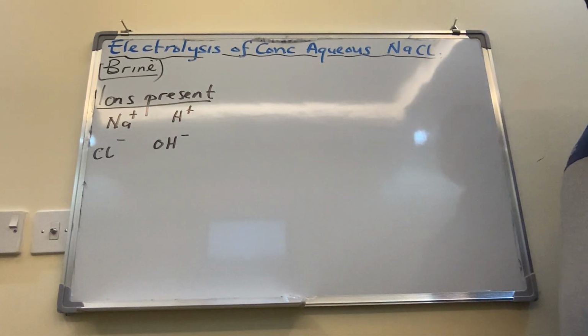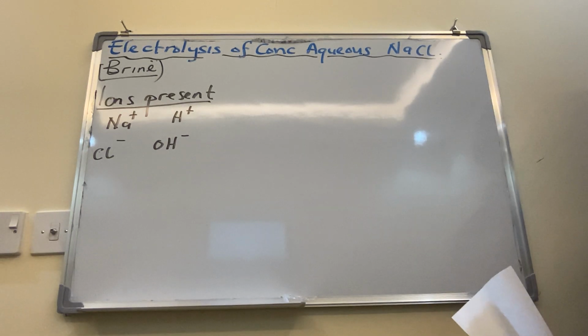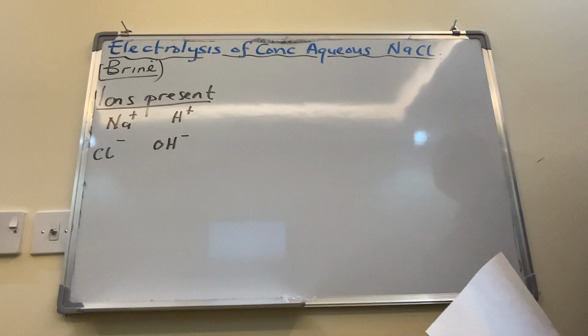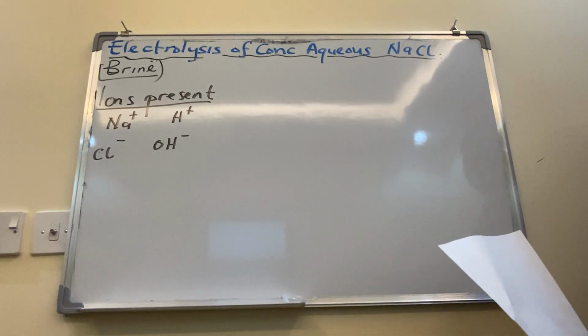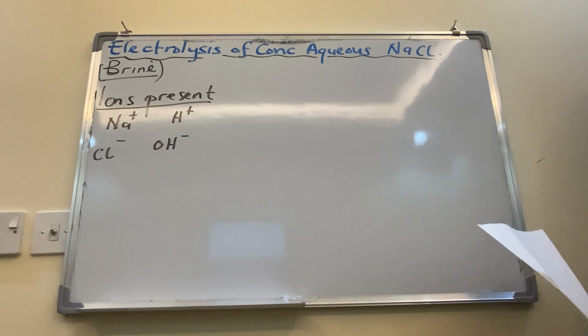Good day, students. Today we are going to talk about electrolysis of concentrated aqueous sodium chloride. It's also called the brine. We just want to account for the observation that when electrolysis of brine is taking place, we are going to have bubbles being evolved at both electrodes.